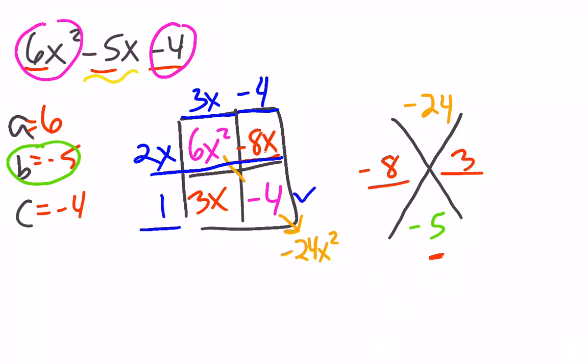And your last part is to write your answer as a multiplication problem. 2x plus 1 times 3x minus 4 is my final answer.